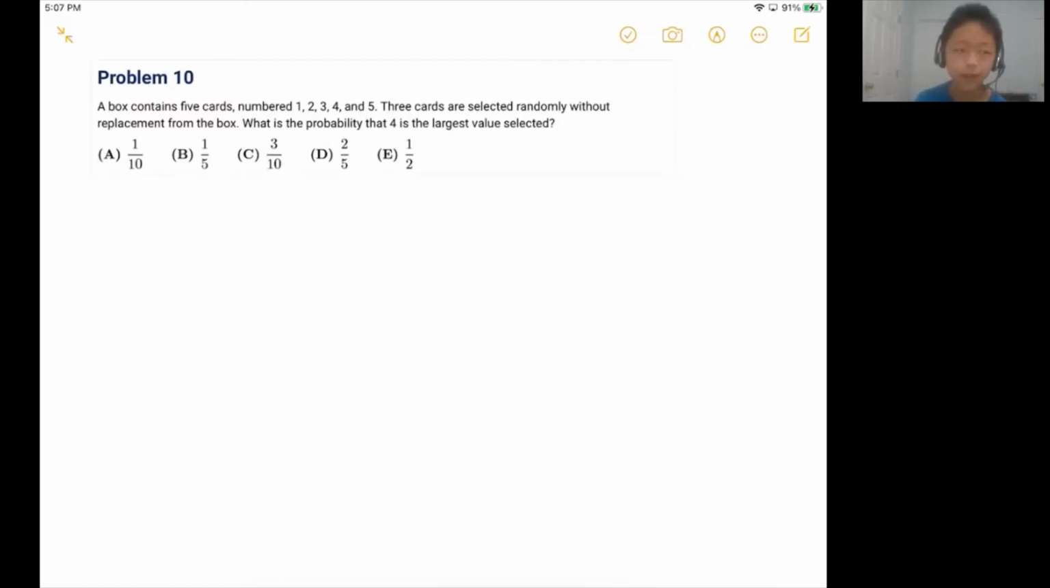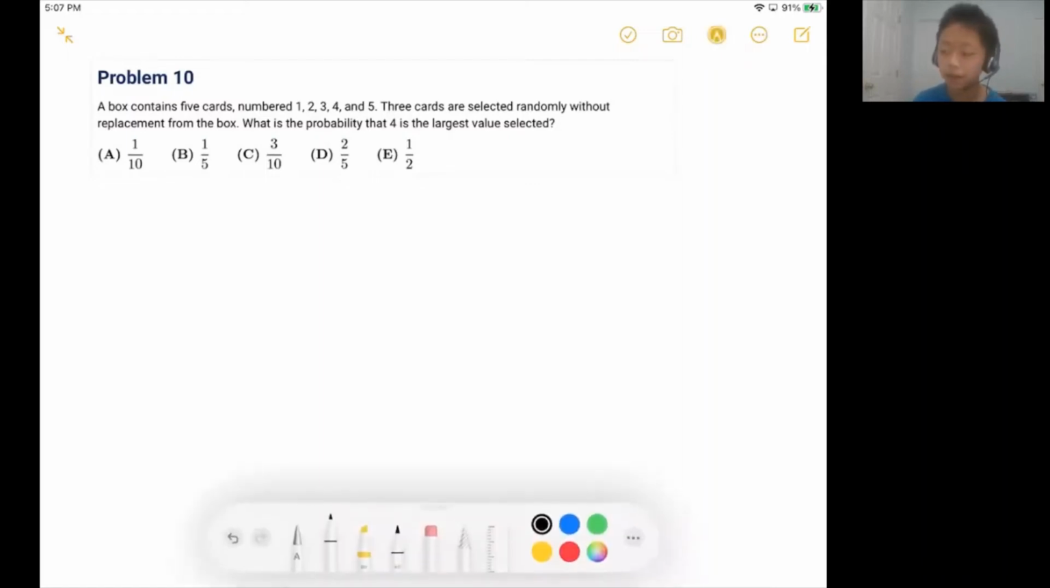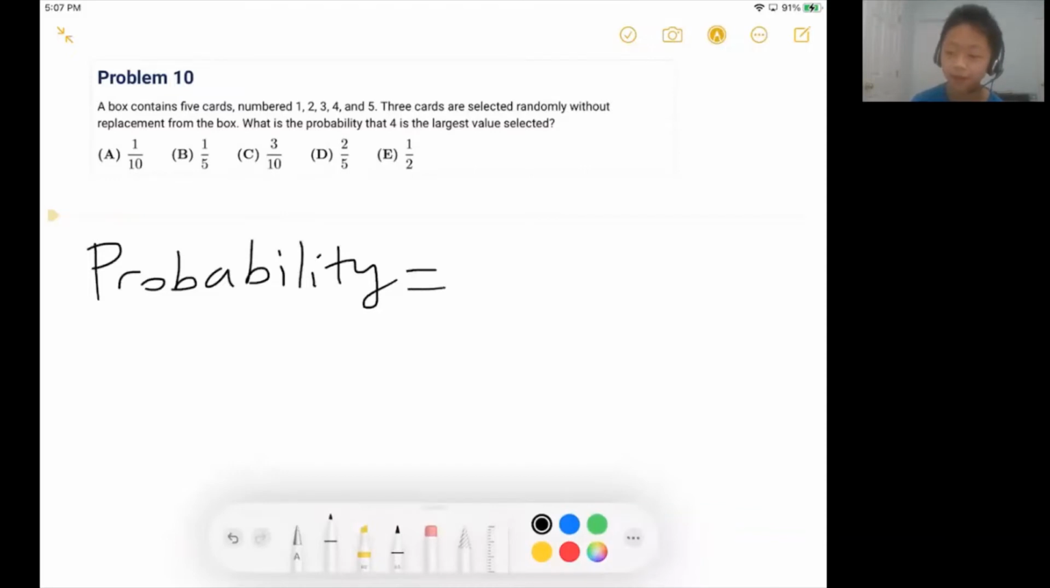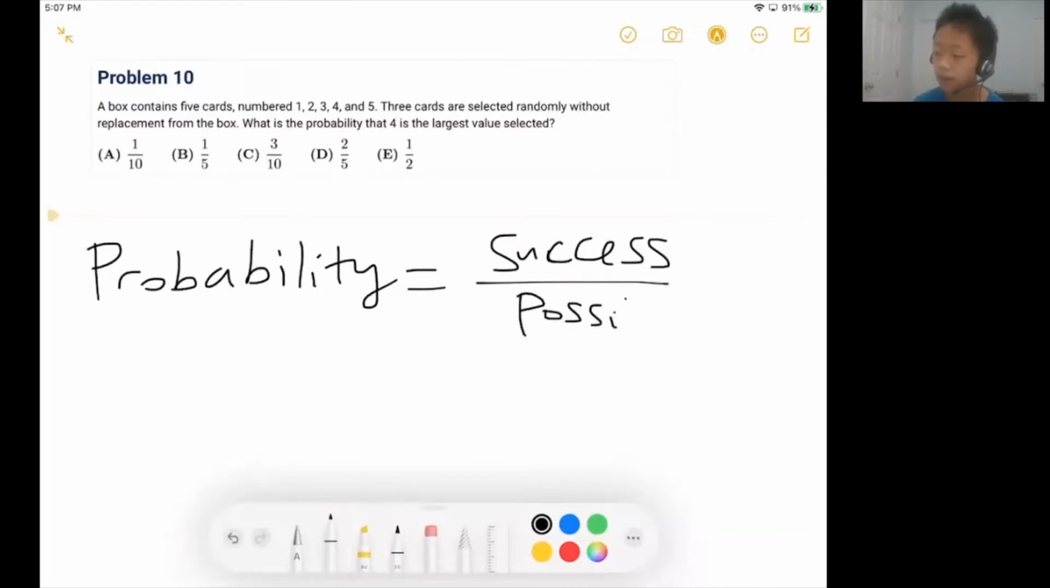Let's go through this problem step by step to see how we would solve it. So again, probability. We're going to start off with the formula for probability. Probability is the number of successes divided by the number of possible outcomes. So let's first take care of the number of possible, because it's easier to deal with.